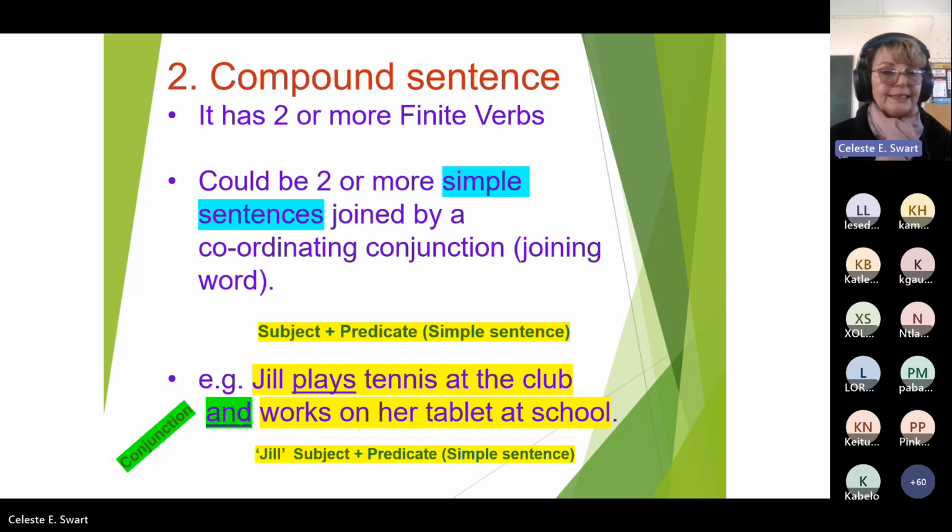Now let's have a look at this sentence. We know that in a sentence there's a subject, a verb, and an object, or a subject and a predicate. Jill plays tennis at the club and works on her tablet at school. Jill plays tennis at the club. That's a simple sentence. Jill works on her tablet at school. That's a simple sentence. And they are joined together by the conjunction and. And that will really assist you to understand exactly what these are.